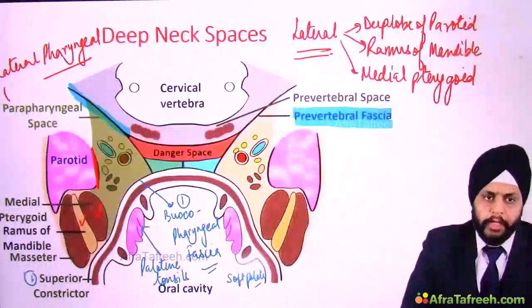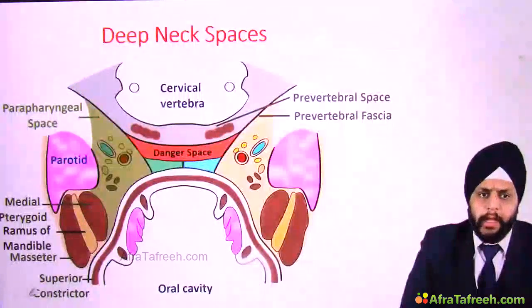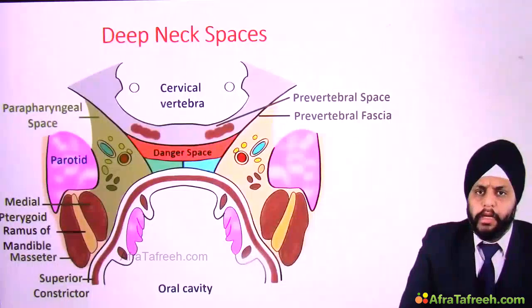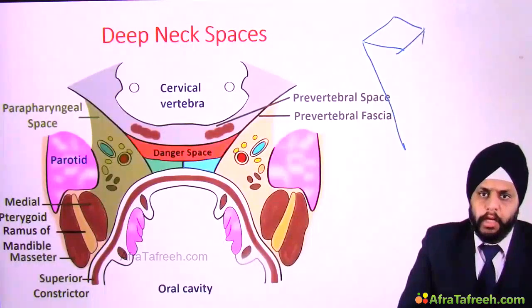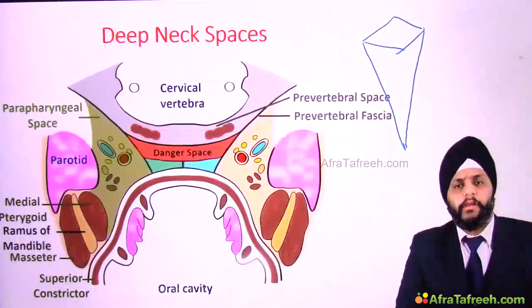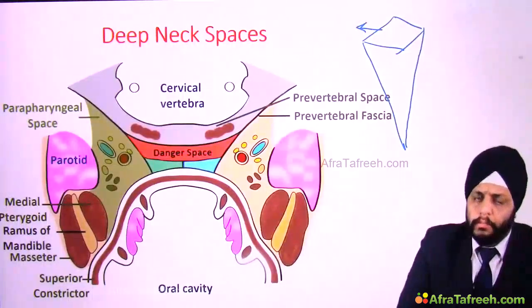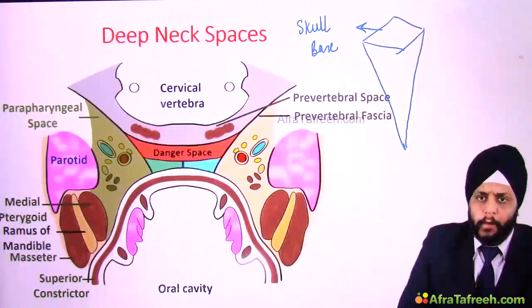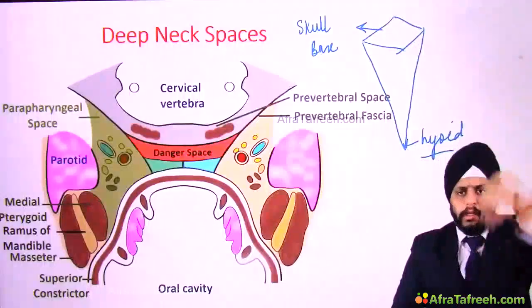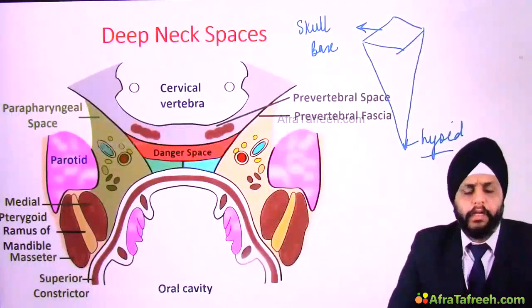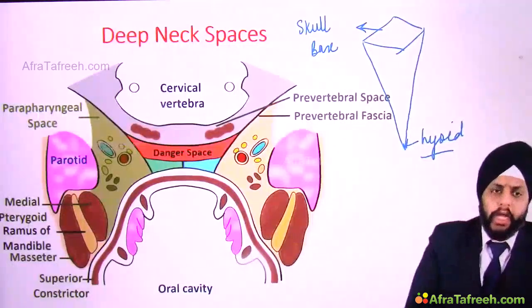Now, this parapharyngeal space is an inverted pyramid. It's an inverted pyramid, right? The base of the pyramid lies at the skull base. The tip of the pyramid lies at the hyoid bone. Okay, so it's an inverted pyramid. The base lies at the skull base. The tip lies at the hyoid bone.